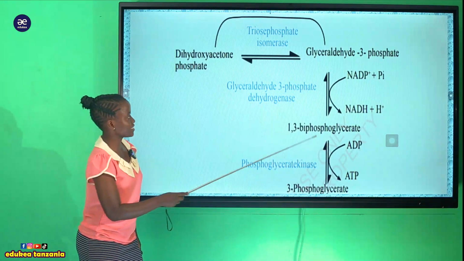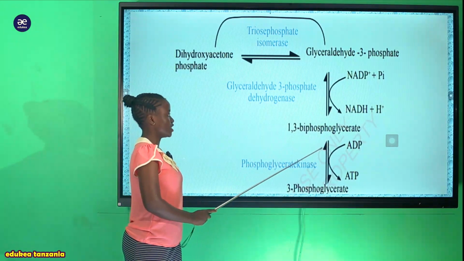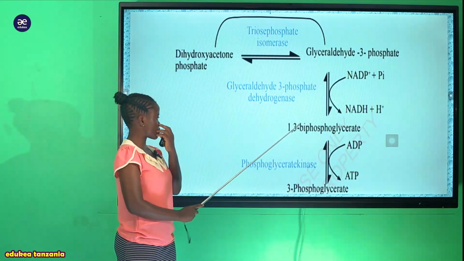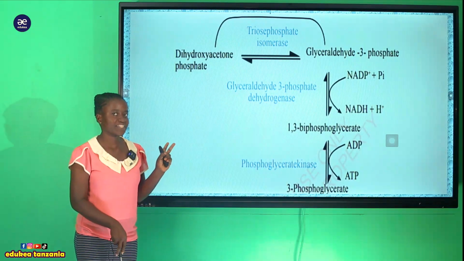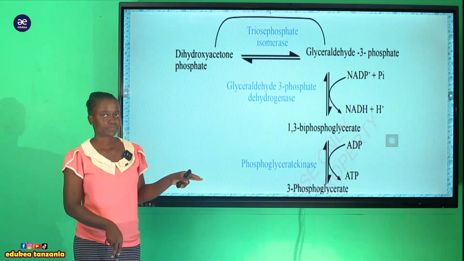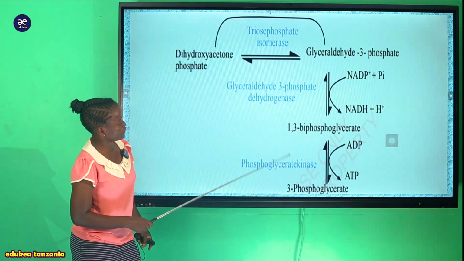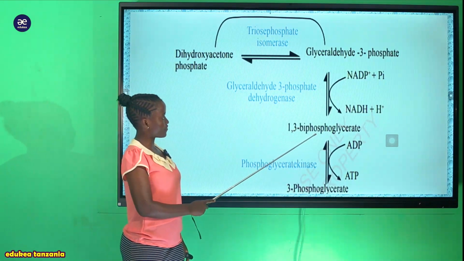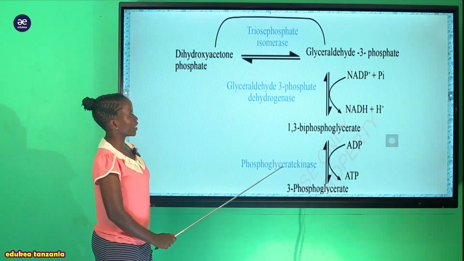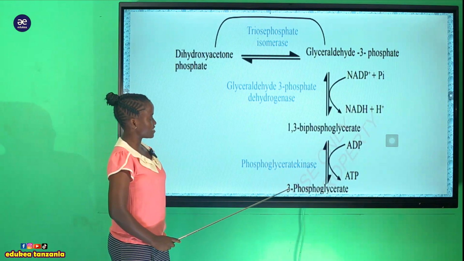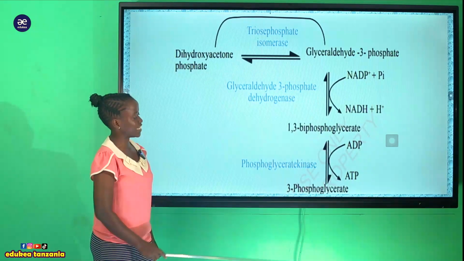dehydrogenase. So we tend to add the phosphate group. So hapo unaweza kuona kuna bi, meaning that there is presence of 2 phosphate groups in that molecule. And after formation of the 1,3 biphosphate group, now we will form another thing, that is the 3 phosphoglycerate.